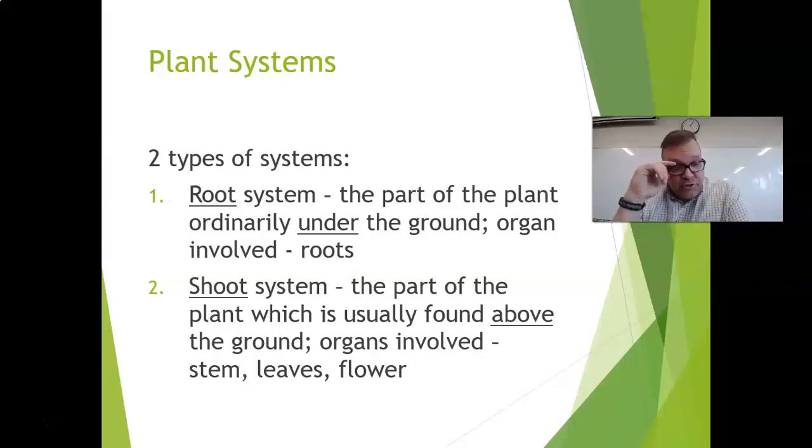And finally, the shoot system, the part of the plant which is usually found above the ground. It often includes the stem, the leaves, and the flower. So it's pretty easy. If you're above the ground, you're the shoot system. If you're below the ground, you're the root system. Pretty easy to know, and they rhyme, so you can remember root and shoot.